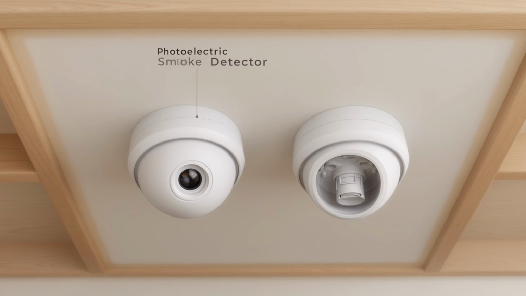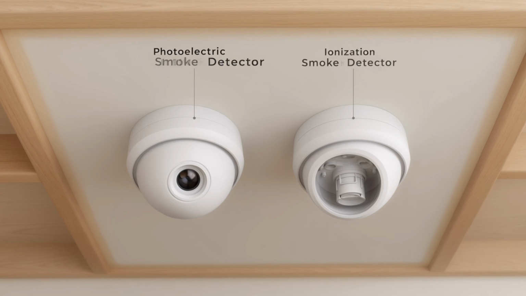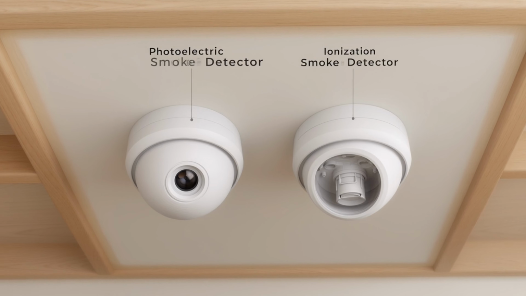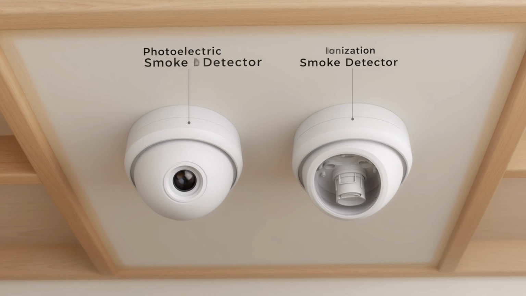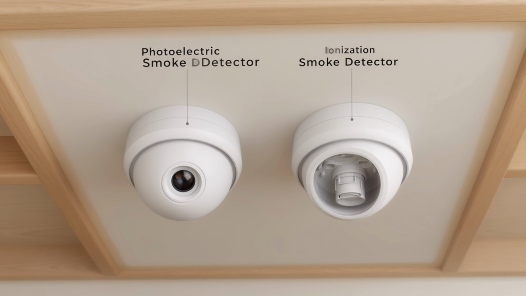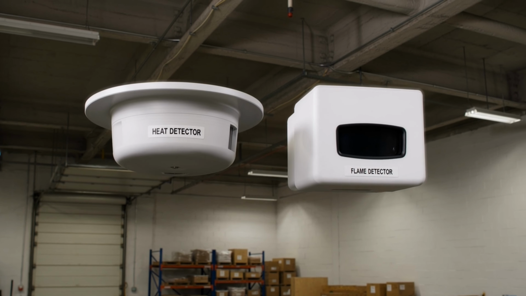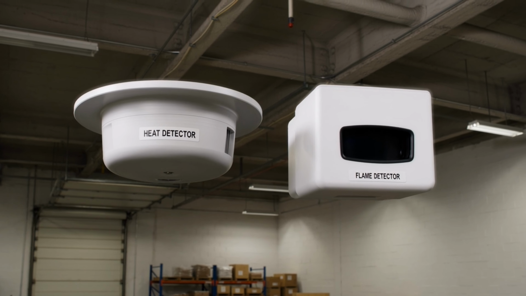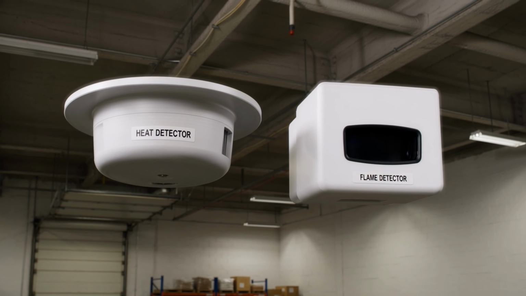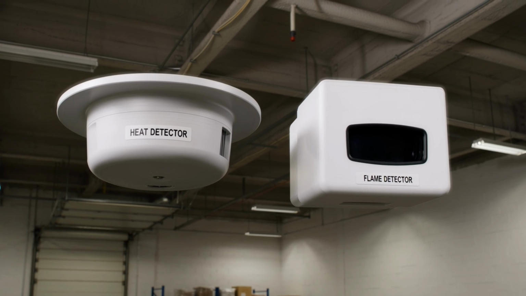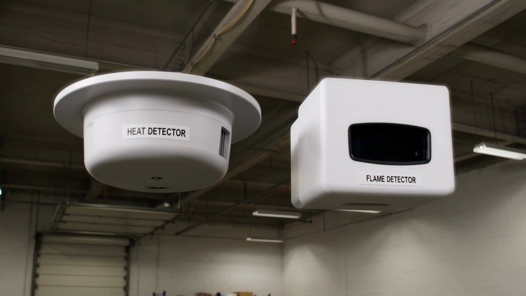Smoke detectors are the system's nose. Photoelectric types excel at sensing smoldering fires. Ionization detectors respond faster to flaming fires. Choose based on the expected fire type. For challenging environments, use heat detectors, either fixed temperature or rate of rise. Flame detectors, which react to light spectra, are reserved for high-risk industrial settings.